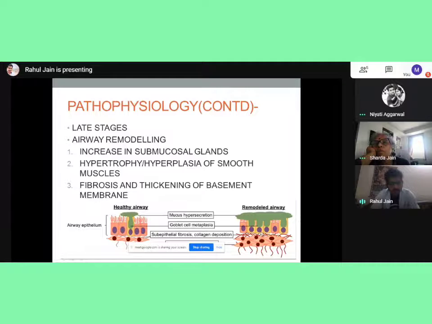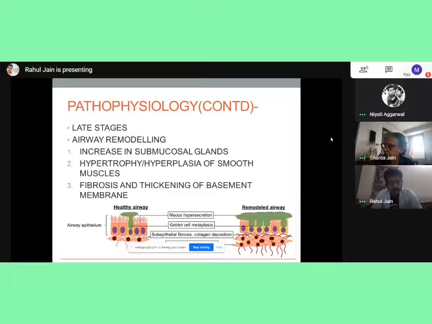Goblet cells are the ones which secrete all the mucus. Even in the stomach, goblet cells secrete mucus. And then there is fibrosis and thickening of the basement membrane, which will also trigger hyperresponsiveness. And there's hyperplasia and hypertrophy of smooth muscles. So with time there is remodeling of the airway. We need to know this phenomenon well, because we need to stop airway remodeling in any patient. So we need to detect asthma early and start treating it to prevent this airway remodeling, because as there is airway remodeling, the disease will progress, symptoms will become more severe, and it will be harder to control the disease. Correct.